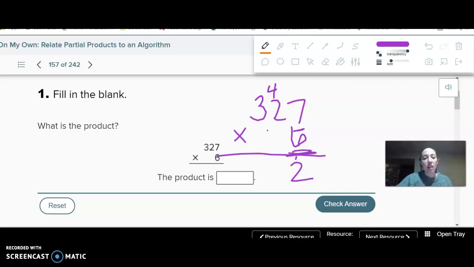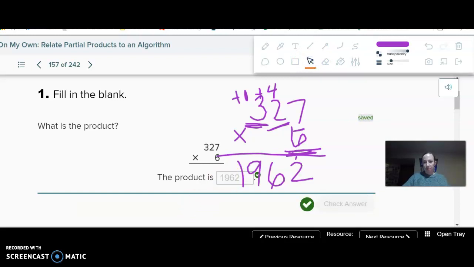Now I'm going to do 6 times 2, which is 12, but I need to add on this 4. So it's like I'm doing 6 times 20, which is 120 plus 40 more. So 6 times 2 is 12, plus 4 is 16. So write the 6, carry the 1, just like I did before. Now I'm going to do 6 times 3 is 18, plus 1 is 19. So 1,962. Okay.